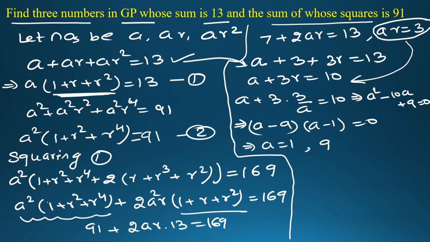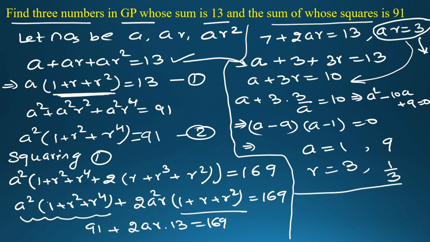So after getting the values of A, we are getting two values of A. I am writing a little in space so that you can see and we can write both the values together, 1 and 9. So one by one you put the values of A here. R will be equal to 3, and when A is equal to 9, then R will be equal to 1 over 3. So what will be the numbers? Just put these pairs of values here in these answers.